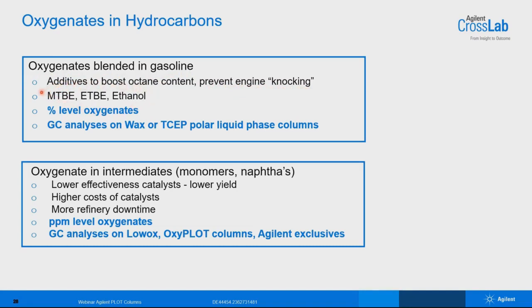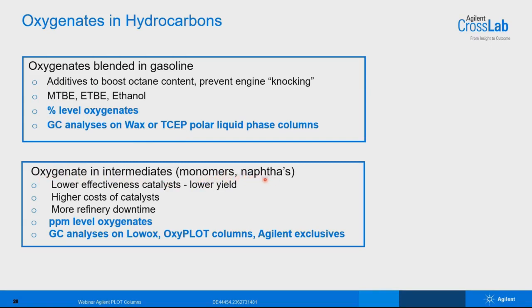They're present in percent levels, and the analysis is usually performed on wax or very polar liquid phase columns like TCEP. The other oxygenate analysis deals with their presence in intermediates, monomer naphthas.